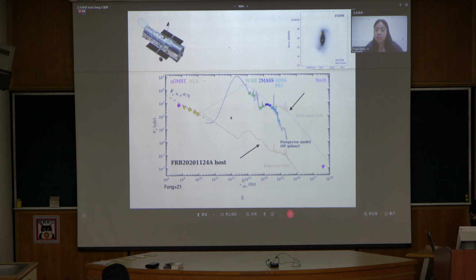However, if we fit the data to this star-forming galaxy using a non-parametric model from Prospector, which is a package that specializes in stellar population modeling, we do see a very broad agreement between the data and the model. So from there, the conclusion is that the radio emission that we see from the galaxy can be attributed to star formation, which now joins two other FRBs. I think they're both non-repeaters that have radio emission in their host galaxy that can be attributed to star formation.